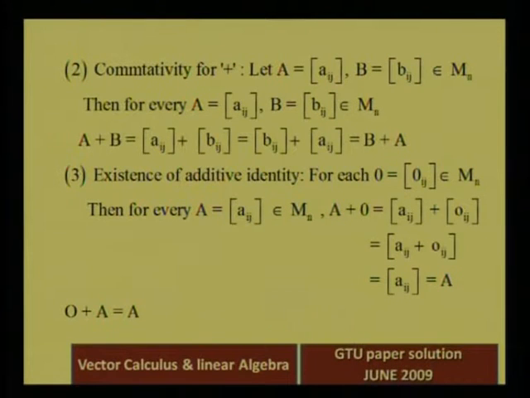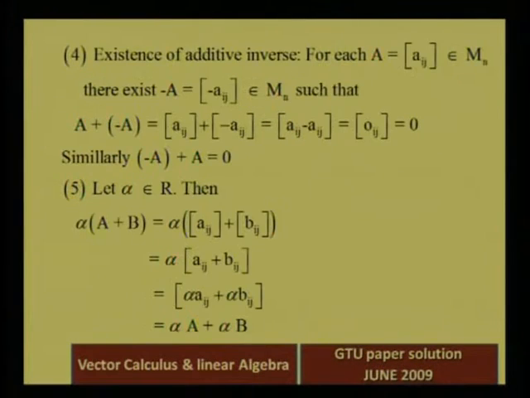now next, the fourth condition, existence of additive inverse. For each A equal to aij belongs to Mn, there exists minus A, that is equal to minus aij belongs to Mn, such that A plus minus A is equal to aij plus minus aij, that is equal to aij minus aij in bracket, that is equal to 0. Similarly we can prove that minus A plus A is equal to 0.